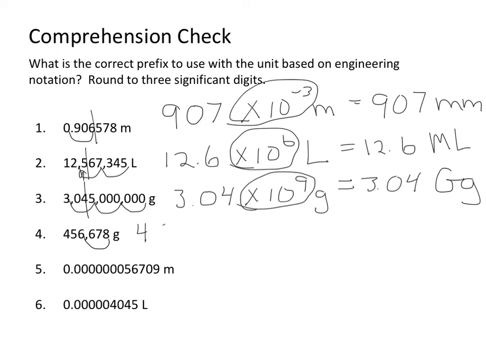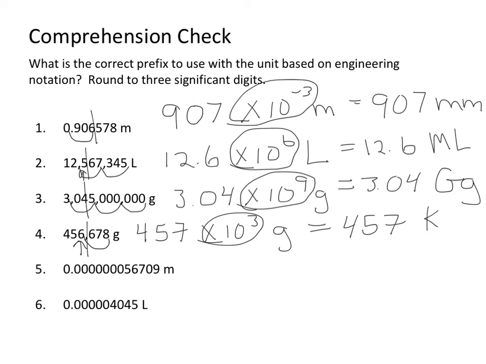For the next one, I'm going to move my decimal 1, 2, 3 places. So we have 450. Look to the right of the third significant digit, it's greater than 5, so I'm going to round up. So 457 times 10 to the 3 grams. If I replace the engineering notation with a prefix, the 10 to the 3 is a kilo, so this would be 457 kilograms.